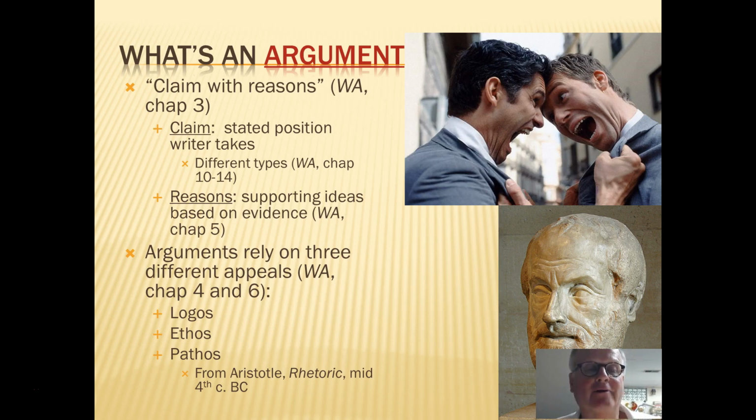Arguments, again, rely on 3 different kinds of appeals: logos, ethos, and pathos. These come from Aristotle, a Greek philosopher from the 4th century BC. A little bust of him over here to the right. In fact, most of our Western notions of argument come from him. He wrote the very first rhetoric book called Rhetoric in the 4th century BC, and we've been developing variations on that ever since.